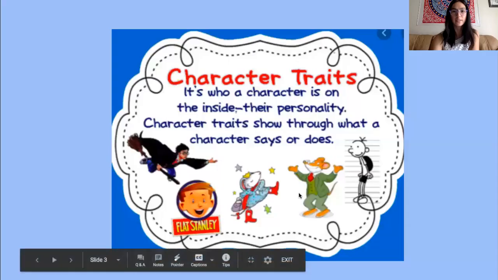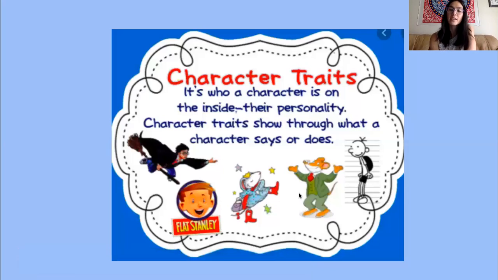And if you checked out that first slide, you might know that today we are going to talk all about character traits. Now, character traits are tricky for a lot of readers because they're very similar to character feelings, but they're not quite the same. Character traits describe a character's personality over time. We can guess a character's traits by what they do or say. So it's kind of like character feelings, except character traits stay the same over long periods of time, and feelings can change very quickly.